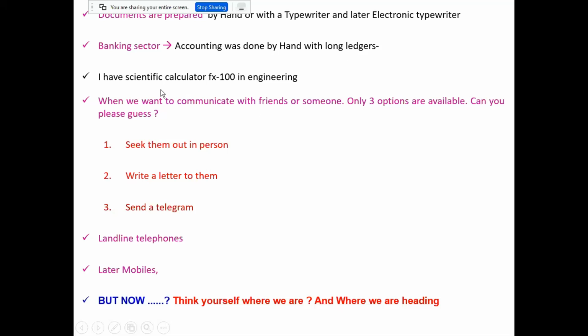Then I saw the scientific calculator FX100 in my engineering only. At that time, I didn't know how to operate it. I learned many things, like how to operate sin x, sin theta, cos theta, tan theta, and how to take inverse. I took one month to learn it along with my friends. That was the type of technology at that time.